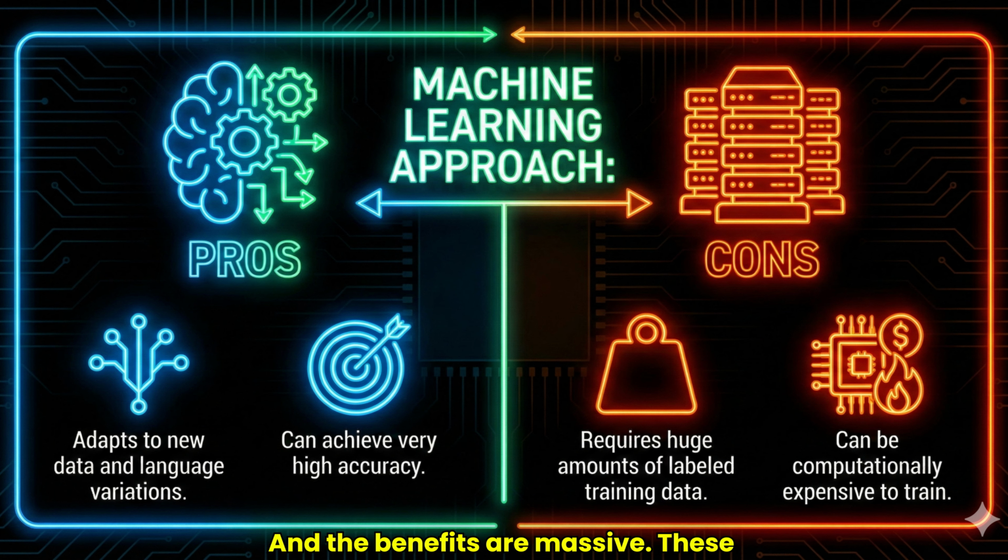And the benefits are massive. These models can adapt to slang, to typos, to all the weird ways we communicate, and they can achieve incredibly high accuracy. But, and it's a big but, there's a cost. They need gigantic amounts of labeled training data. That means humans have to go through and tag all the entities first. And actually training these models can be super expensive, needing a ton of computing power.